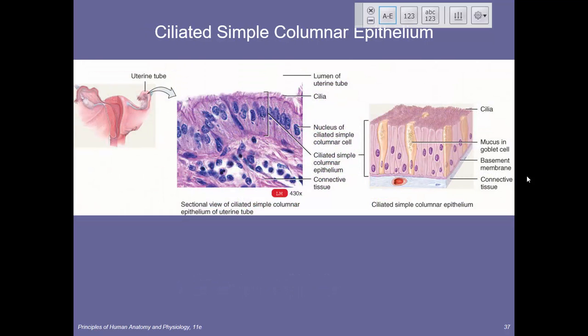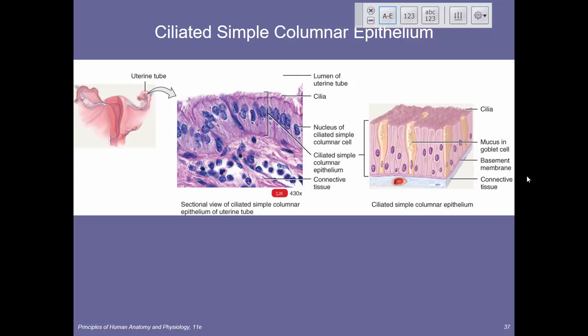So, uterine tubes, right? The fallopian tubes. This is where it's ciliated, so this is ciliated now. Okay? So, just to orient you, right? Here's the vaginal canal. Here's one of the ovaries. Here's the other ovary. Here's uterine tube number one. Uterine tube number two. Okay? So, that's where we're at.